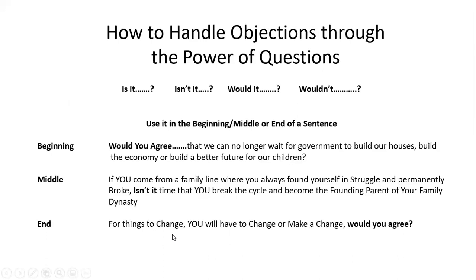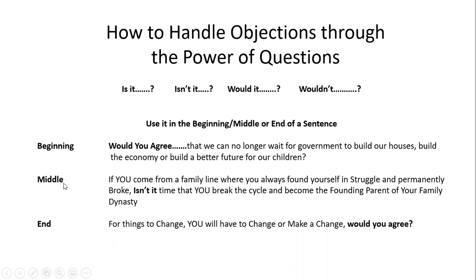Now, how do you handle objections through the power of questions? Become comfortable with using words like is it, or isn't it, or would it, or wouldn't it. And just not to sound monotonous, learn how to use it in different parts in the sentence. So you can use it in the beginning of the sentence, like, would you agree that we can no longer wait for government to build our houses or build the economy or build a better future for our children? So you ask a question.